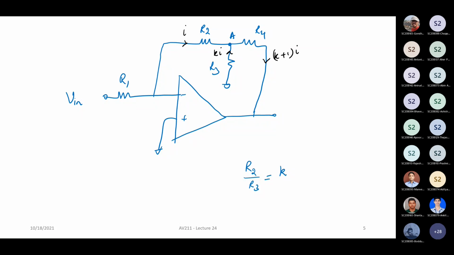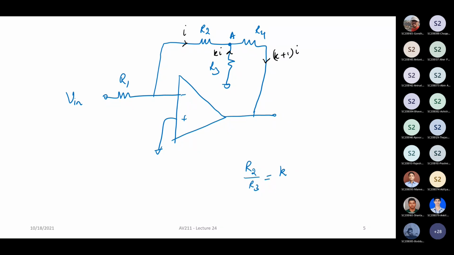And the advantage of the circuit is that by using even small value resistors, you can get a large gain with a large input impedance in the case of a non-inverting amplifier. Okay, is this clear? Any doubts? Any questions? Sir, can you explain this once again?